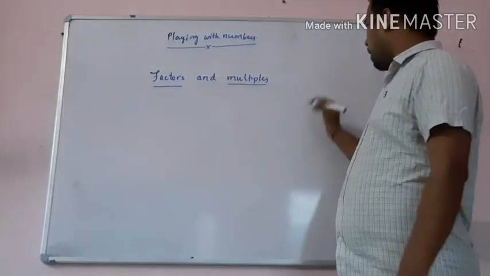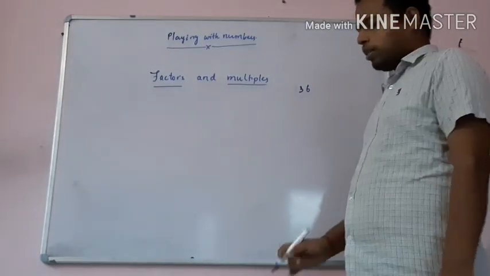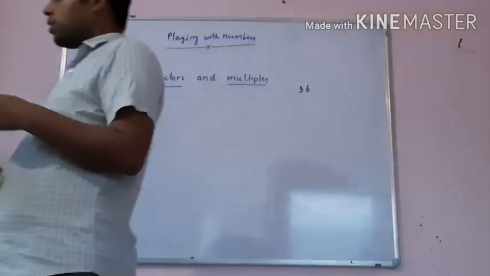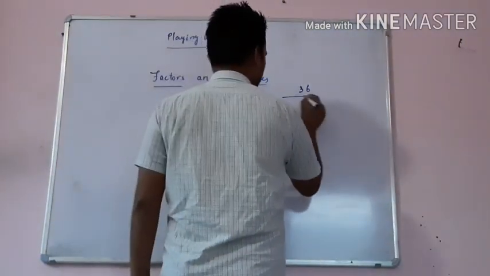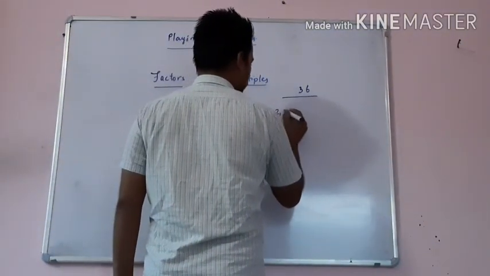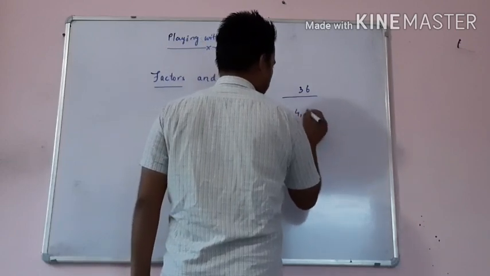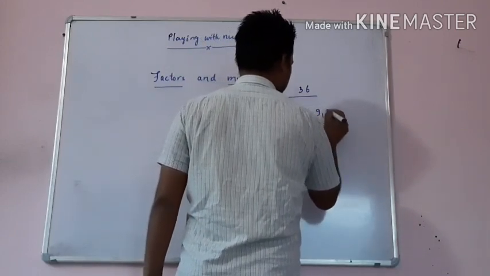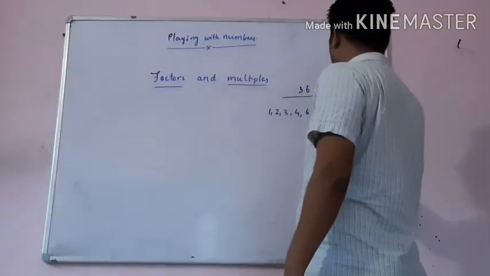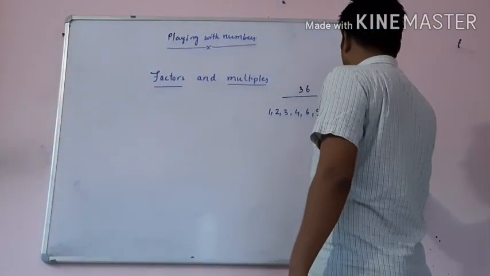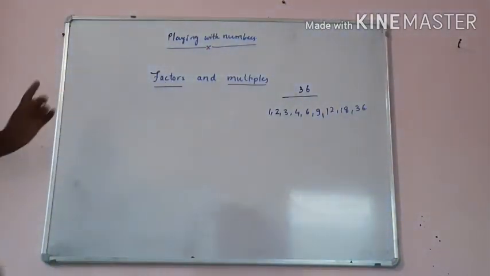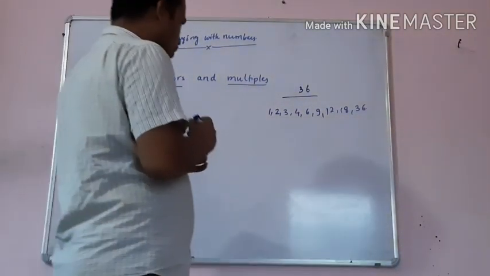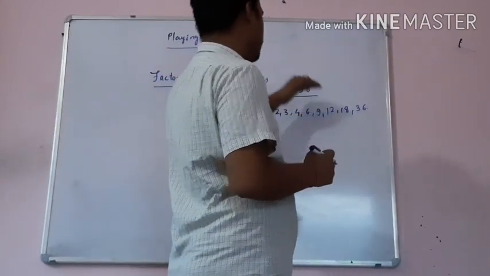Suppose a number. I am taking 36. 36 is divisible by 1, 2, 3, 4, 6, 9, 12, 18 and 36. So, all these numbers are the factors of 36.